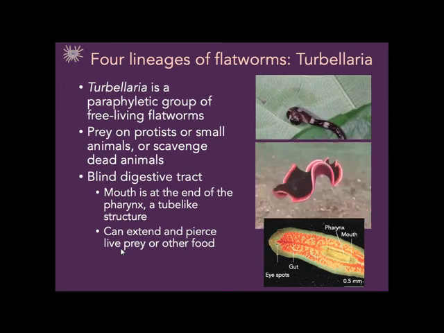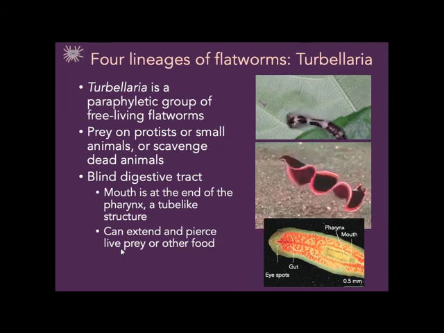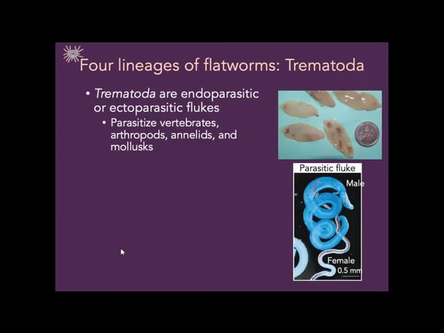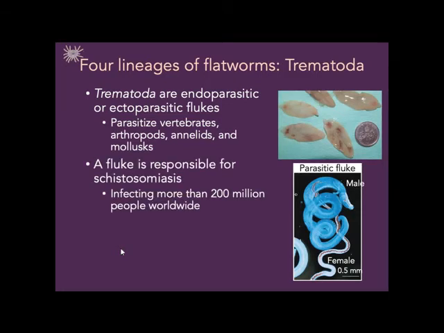The second lineage are the trematodes. These are called flukes. They're either endoparasitic or ectoparasitic, meaning inside the body or outside of the body. They parasitize vertebrates and arthropods and annelids and mollusks, and one fluke is responsible for the disease schistosomiasis, which infects more than 200 million people worldwide.